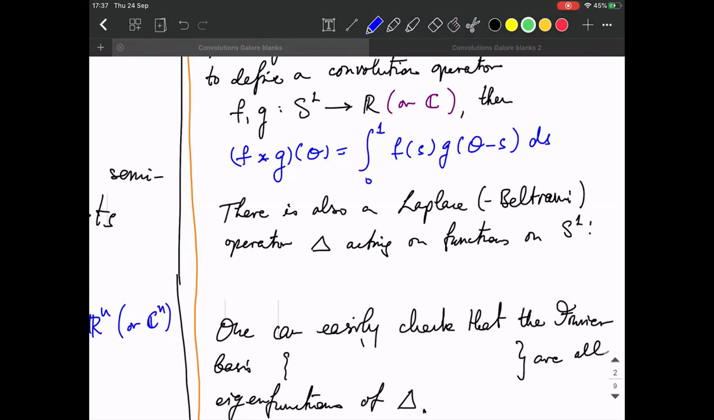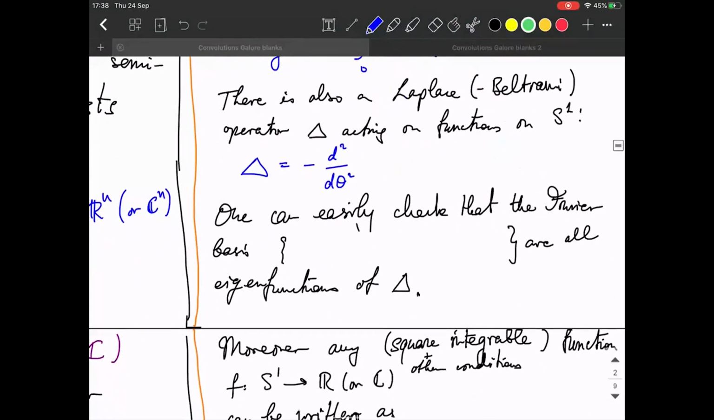And on the other hand, we also have a Laplacian, like in the graph case. There is a Laplace operator, well, technically a Laplace-Beltrami operator, but at this point, the Beltrami is just a minus sign. And it's just given by minus the second derivative with respect to theta. And then something that we know and love is Fourier series, and this is where Fourier series come from.